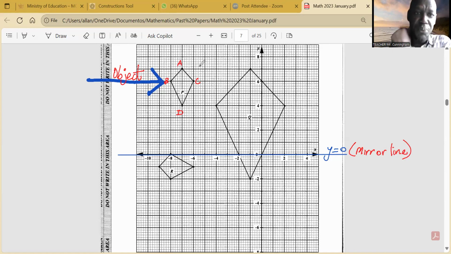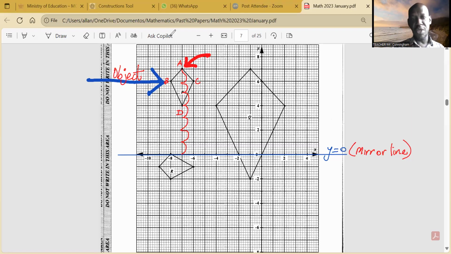So if this point A here, I have to count that point there. I have to count from the mirror line 1, 2, 3, 4, 5, 6, 7. So how many points is A from the mirror line? 7. 7 units.